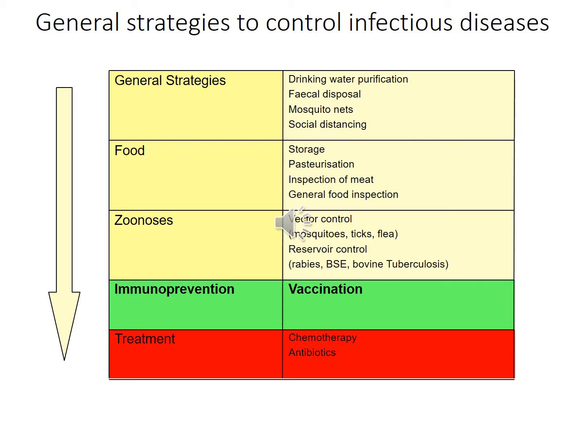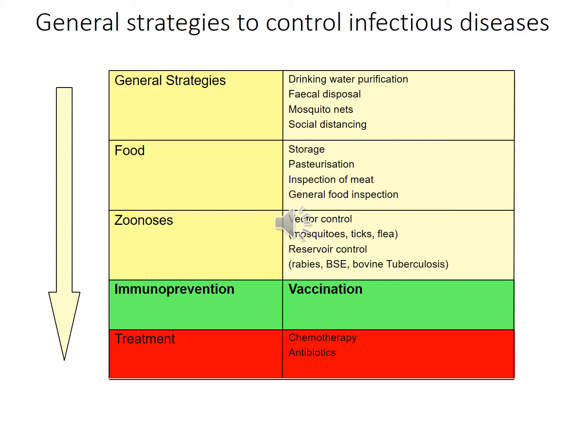And this has also got to do with the fecal disposal, that there should never be any cross-contamination. Mosquito nets has been really important where we have the malaria and the vector-borne viruses, the arboviruses, and as we have seen this spring, social distancing can also be a very effective measure for preventing spread of infectious diseases.